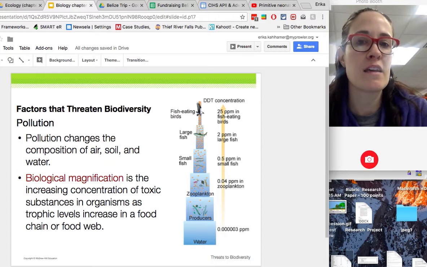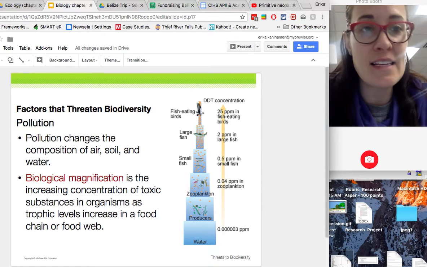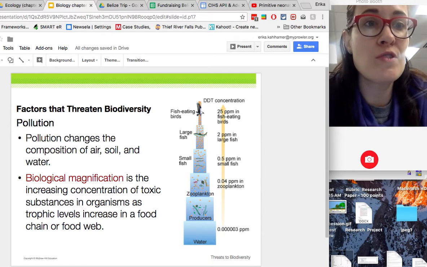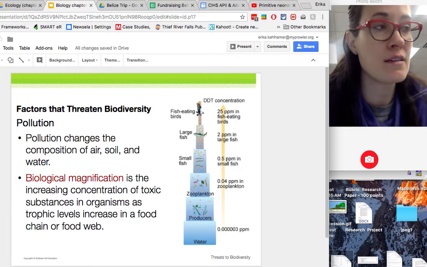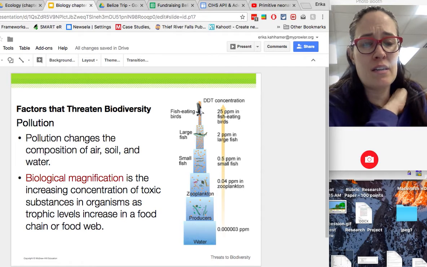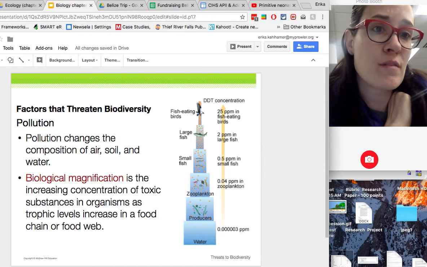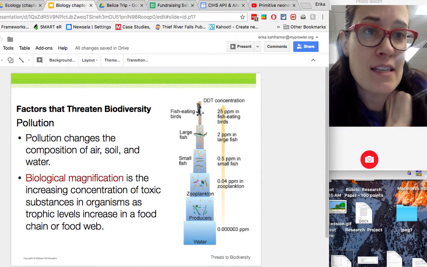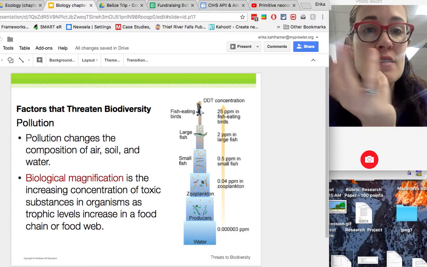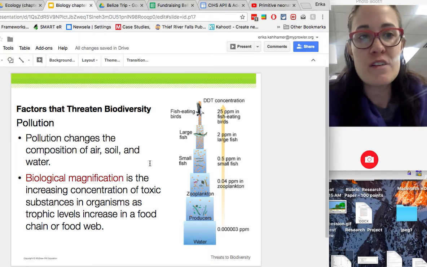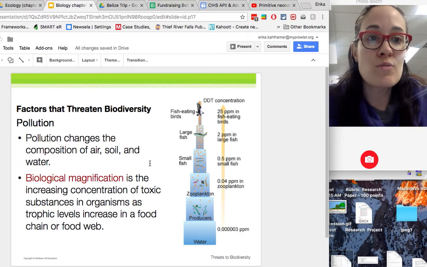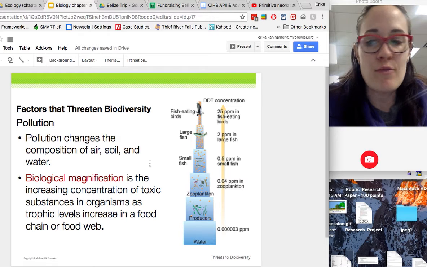Scientists saw that these fish-eating birds were laying eggs that weren't able to withstand the normal environment. These egg shells were brittle, and they weren't as likely to make it to actually hatching, so thus decreasing the population of fish-eating birds. So they outlawed DDT, for example.